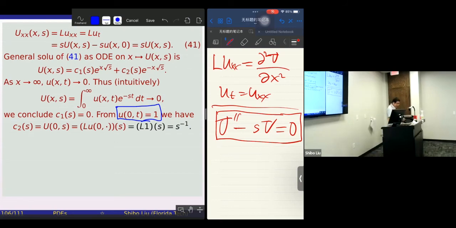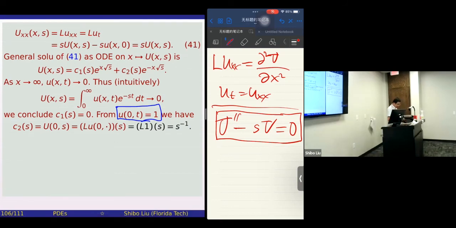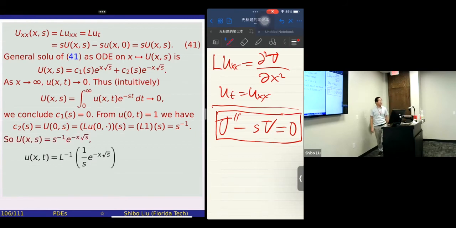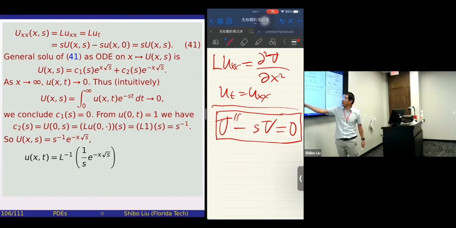So we already know C2. Therefore, our capital U is now 1 over s times exponential of minus x times square root of s. We know C1 is 0, and we also know what C2 is, so we can write down capital U. Our solution, small u, is obtained by applying the inverse transform to this capital U.